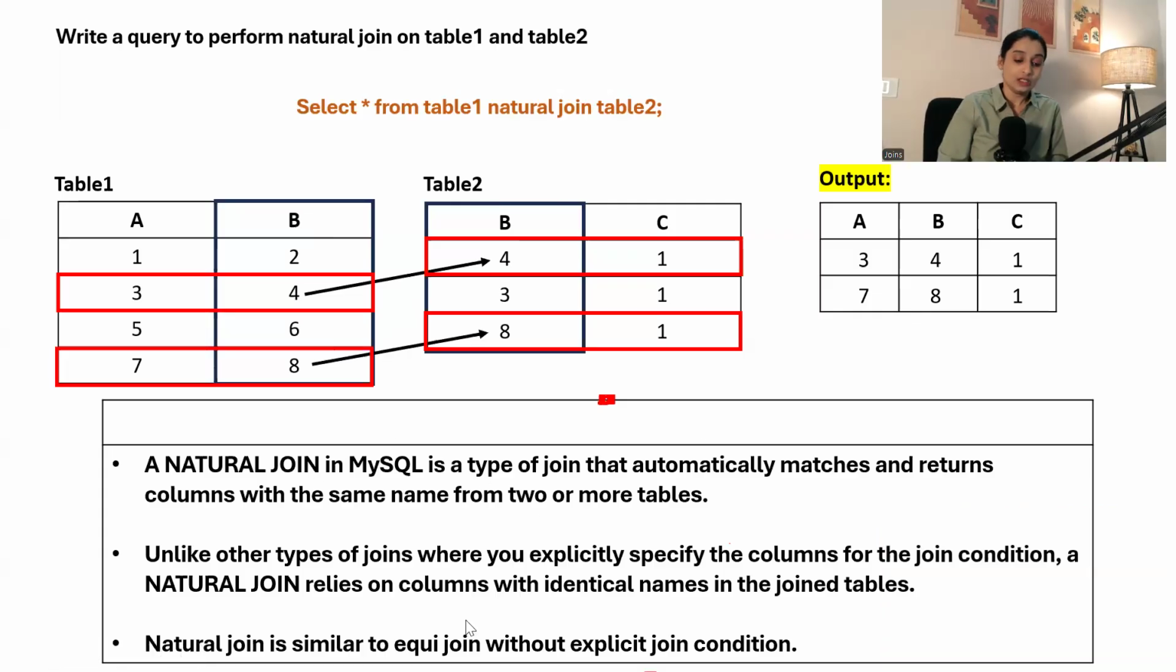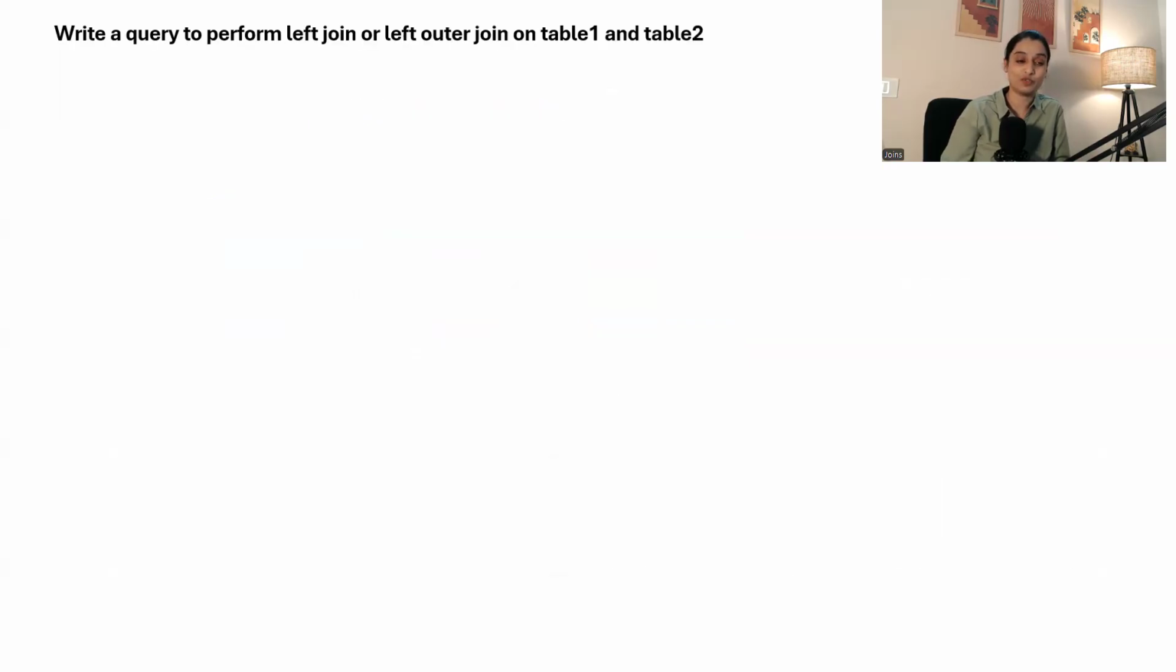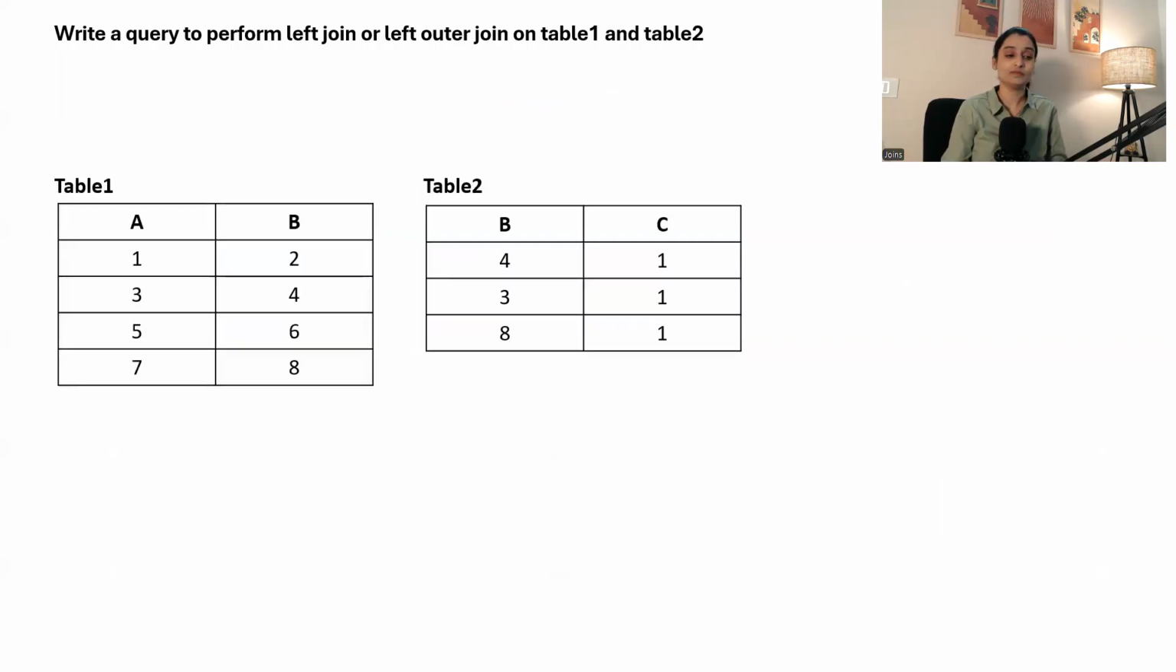I have mentioned MySQL over here, but these joins work similarly across multiple databases: SQLite, MySQL, Oracle. Now it's time to move towards the next type of join, which is nothing but left join, or you can call it a left outer join. Both are fine. So let's start.